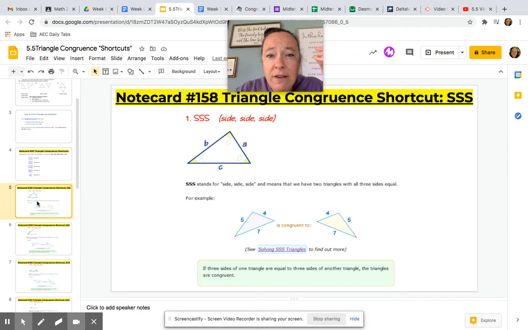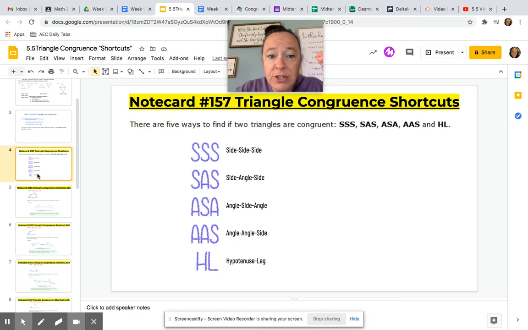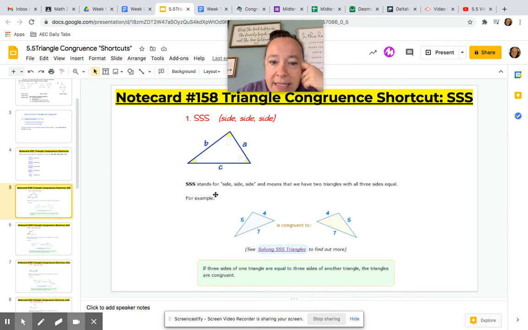All right, now we're going to focus specifically on side, side, side and note card 158. So this is the side, side, side, the first of the 5, okay? And basically what it says is if you know that all 3 sides are congruent, like in this example, we don't need to know anything about the angles, because if we know that all 3 sides are congruent, there's a big proof, and you guys are welcome to look it up, that says that the angles are also congruent. So if you know that, you can conclude that these 2 triangles are congruent by the side, side, side congruent shortcut. Okay, so pause me and write this stuff down.